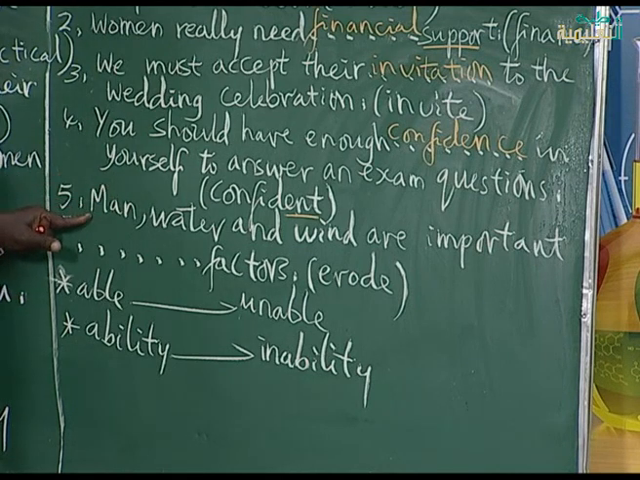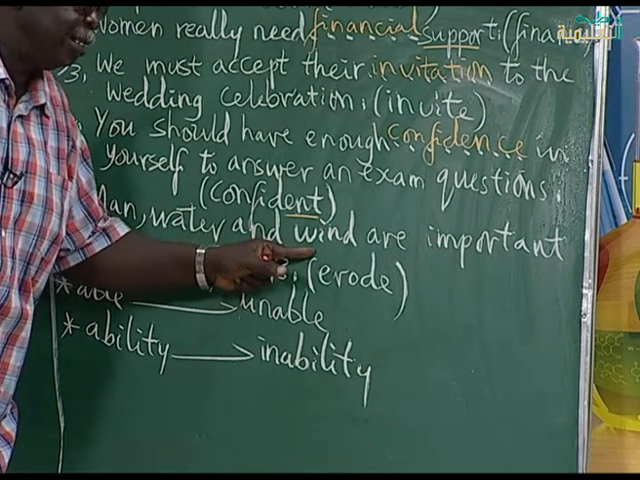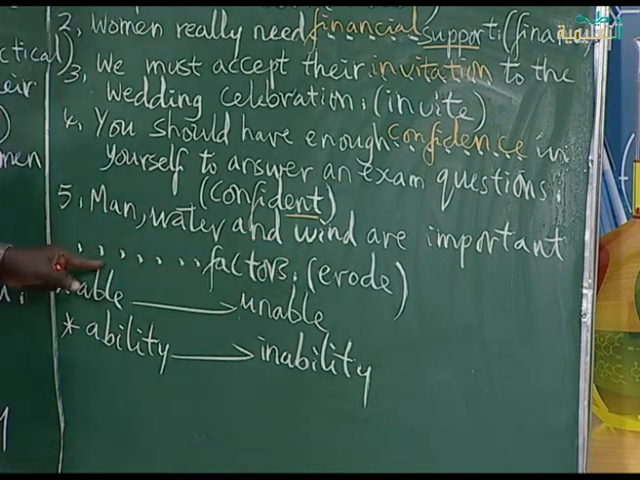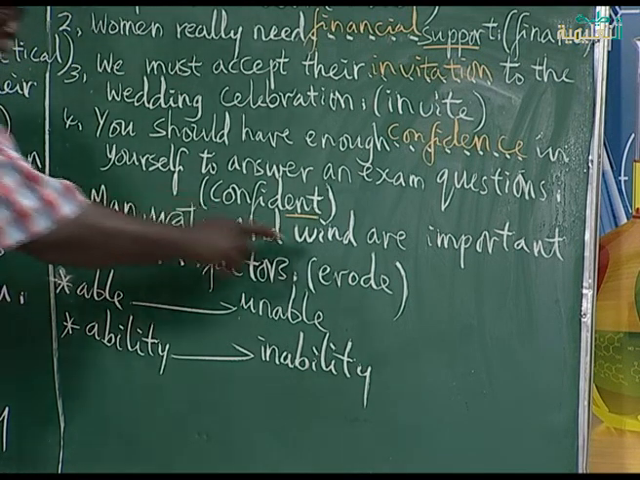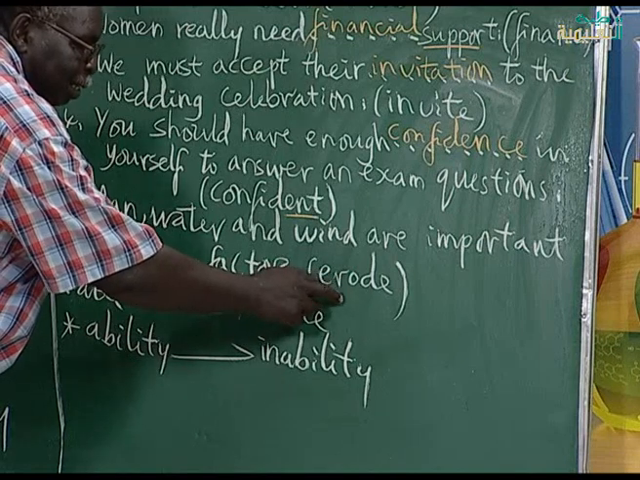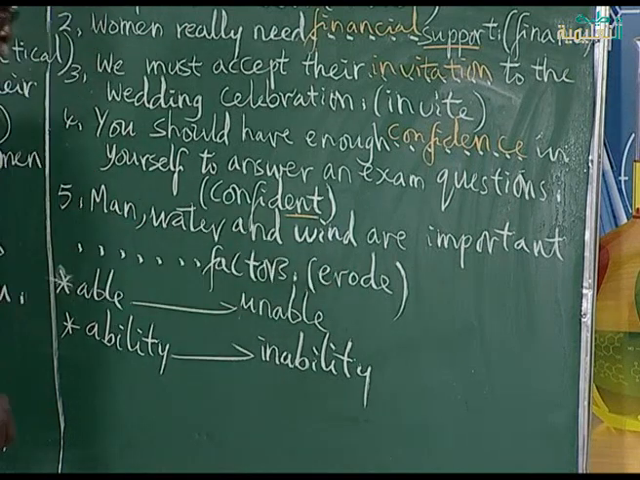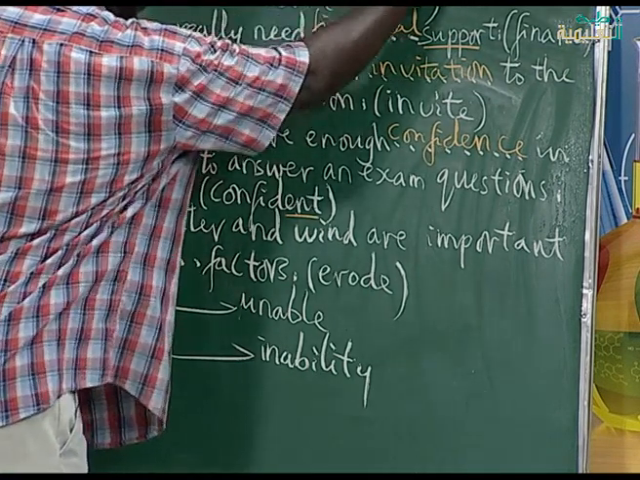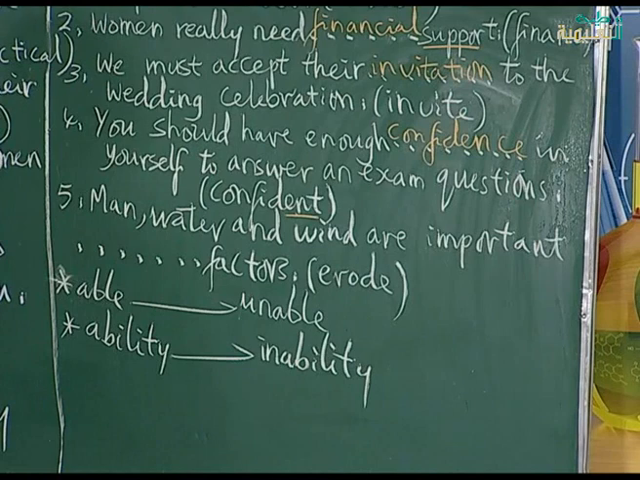We are remaining with the last one. Man, water, and wind are important dash factors. Factors means erosion factors. You see, erode, you erode the soil. You see, it's going to be what? I'm sure. Yes, we are remaining with only one. Yes, IVE. Yeah, it's going to be what?